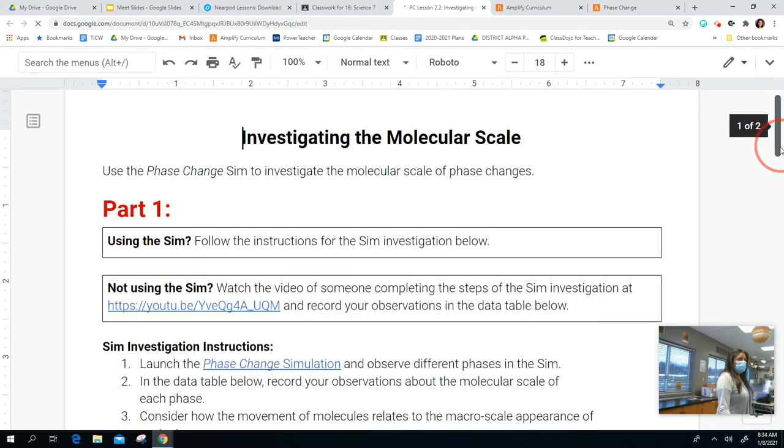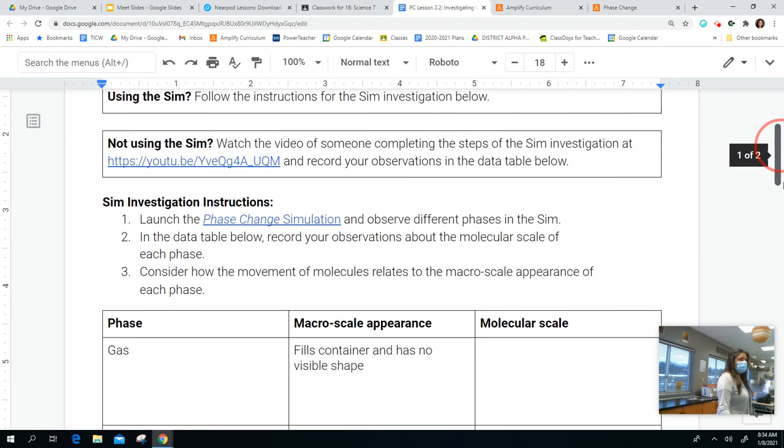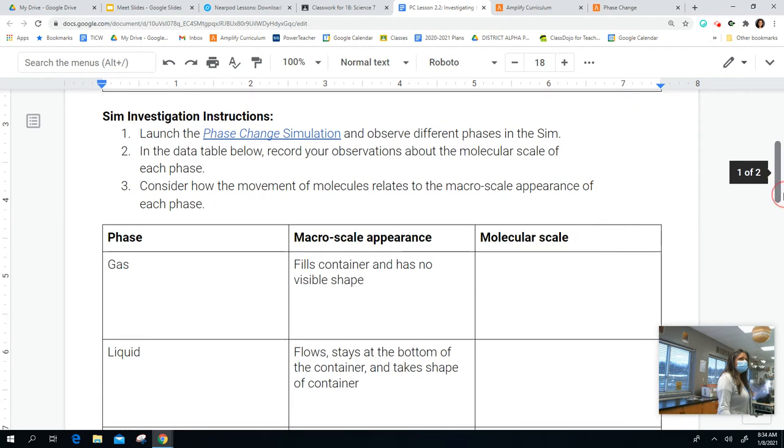All right, so part 1. Launch the sim, which we have. Observe different phases in the sim. In the data table below, record your observations about the molecular scale of each phase. Consider how the movement of molecules relates to the macro scale appearance of each phase. So for a gas, the macro scale fills the container and has no visible shape. That's what we saw on the macro scale.